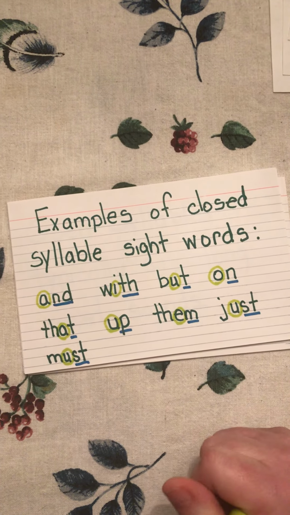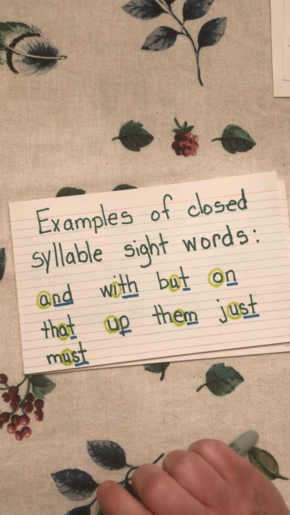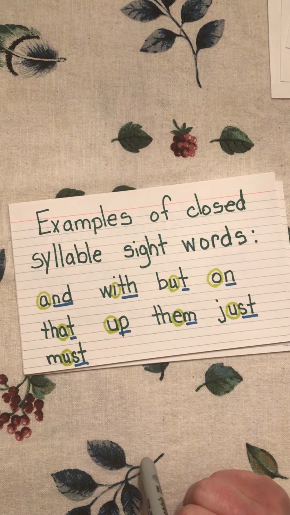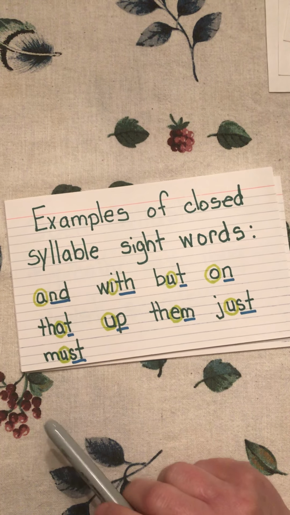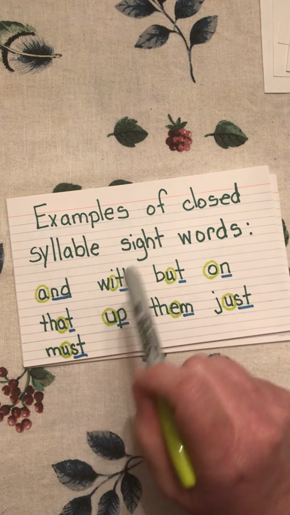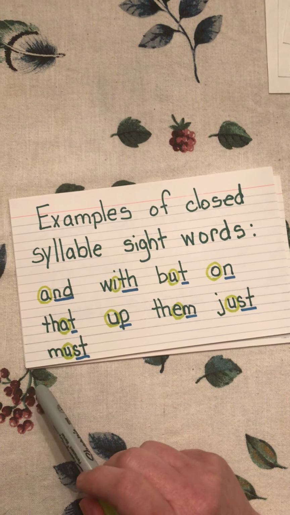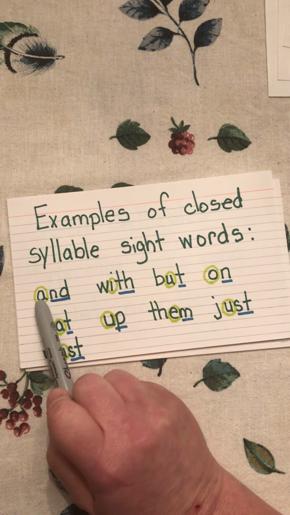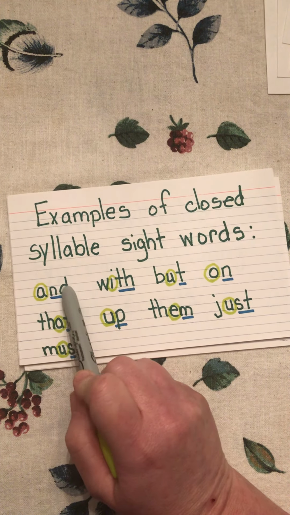Some examples of closed syllable sight words that a student would encounter on a kindergarten sight word list. These are very easy words because they make sense, especially if you're teaching them about closed syllables. The vowel is trapped by these two, so it's "and." The same thing with the word "with." The vowel is trapped by the th. It says its short vowel sound.